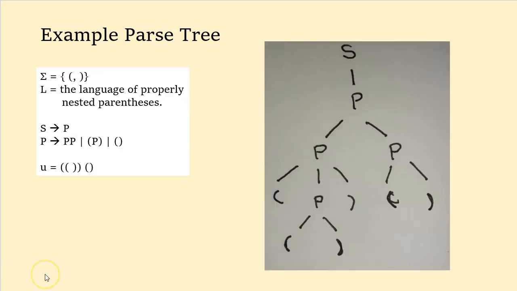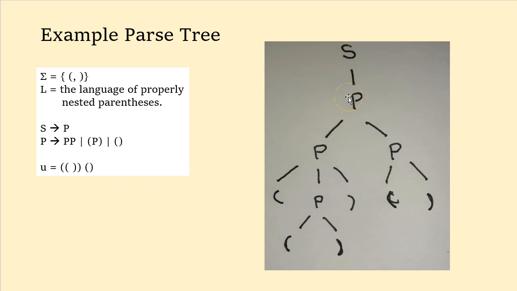Here's another example. Again, this is from your practice problems in Module 2. This is the language of properly nested parentheses. And here's a grammar for it. It's pretty simple. And here's a string. And that string, again, I don't know if that has multiple derivations or not. But the parse tree would look like this.